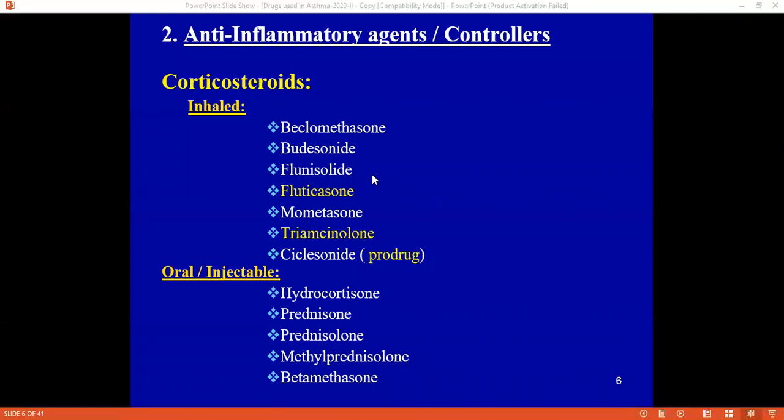Anti-inflammatory agents or controllers. Number one is the corticosteroids. Corticosteroids come in inhaled form, such as beclomethasone, budesonide, and many others, and in oral and injectable forms. You will have to memorize all of these drugs that are used as inhaled, oral or injectable agents, especially in the follow-up treatment of bronchial asthma.